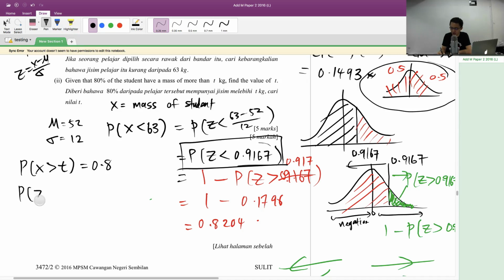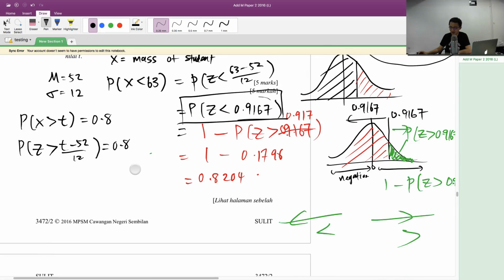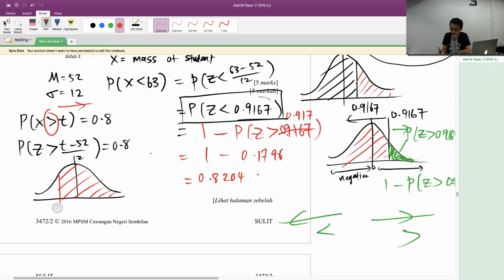So same thing, the first thing I do, I change it into a z. So we need t minus mean over standard deviation equal to 0.8. In order to solve this one, you need to understand how big is 0.8 in the bell-shaped diagram. Because of this bigger sign, I know it's going this direction in the graph. I cannot assume the thing is over here, because here no matter how I go, I couldn't get 0.8, because it's already less than 0.5. So 0.8 must be somewhere here, because the whole thing is 1. So going this direction, I guess it's over here. So this is t minus 52 over 12.